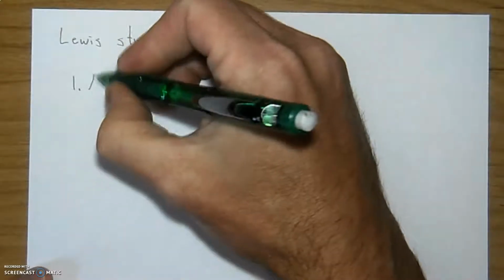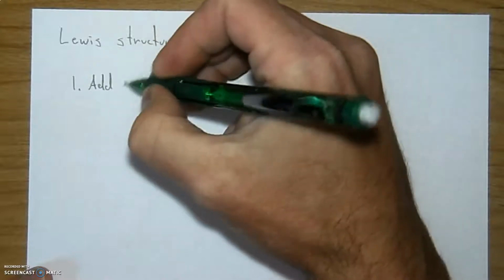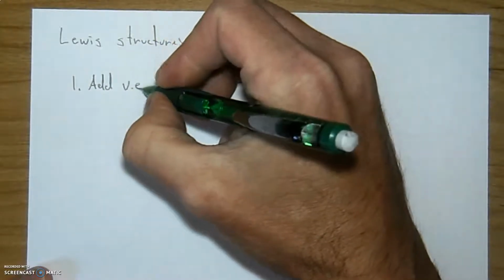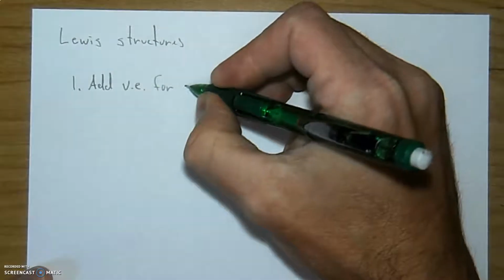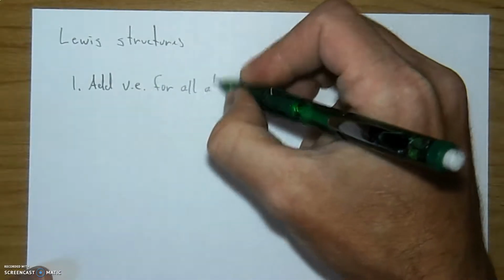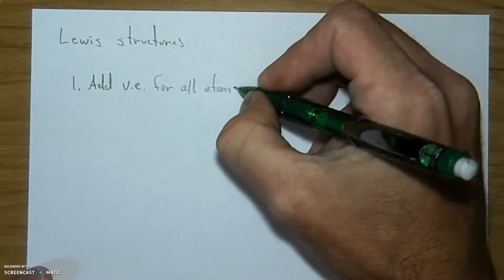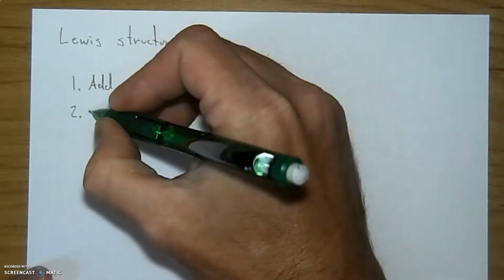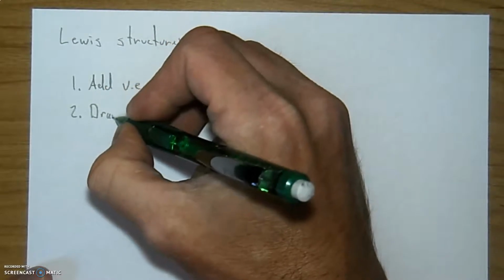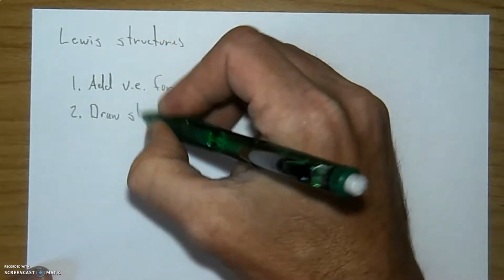First step is to add up all of the valence electrons for all the atoms that are going to be in this. Okay, once we have that, we will draw the structure.